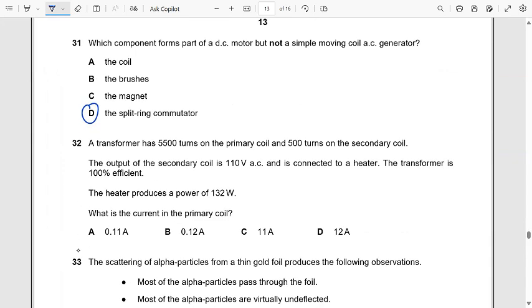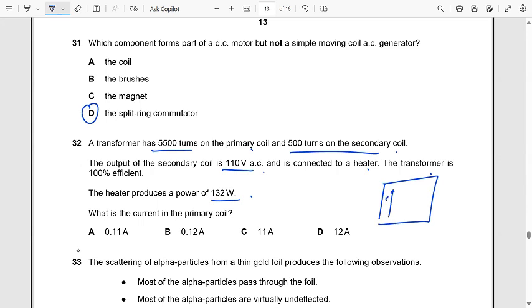Right. Good. 32. A transformer has 5500 turns on the primary coil and 500 turns on the secondary coil. The output of the secondary coil is 110 volt AC and is connected to a heater. The transformer is 100% efficient. The heater produces a power of 132 watts. What is the current in the primary coil?